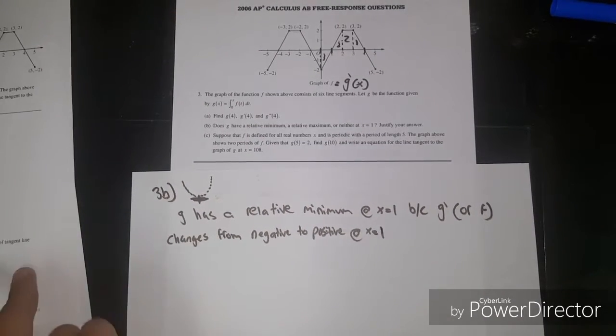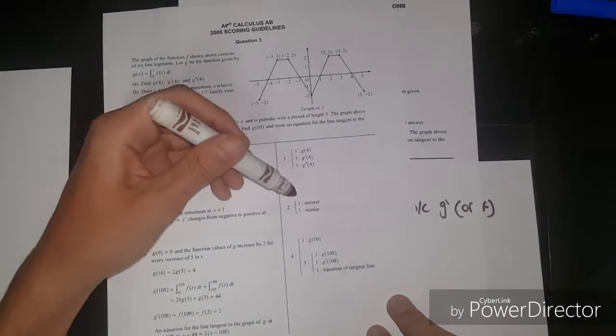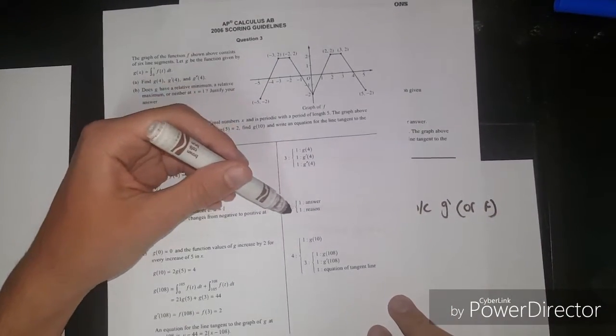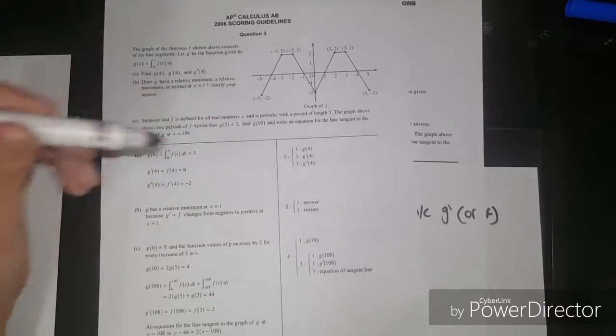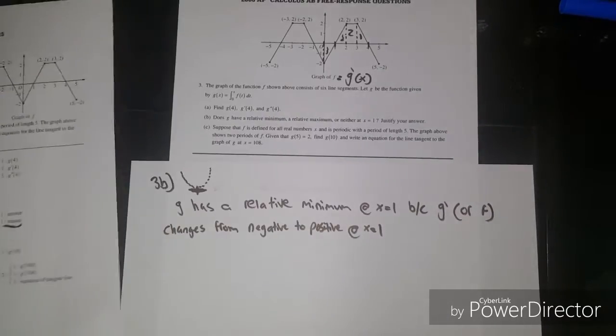We'll go over with our scoring guide to see how many points we got for that one. We got 2 points, 1 for the answer, 1 for the reason. So even if you got the right answer, you have to justify to get that extra point. So that's a total of 5 points now.